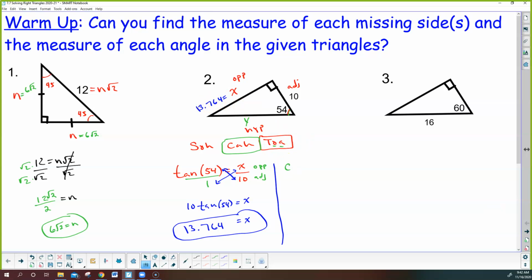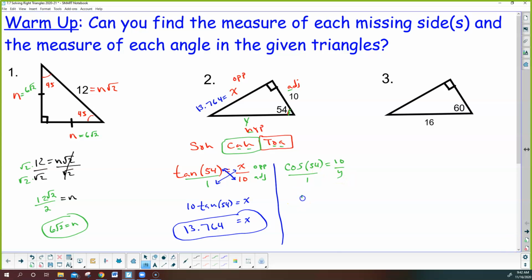But I want to do cosine of 54 degrees. So cosine of the reference angle is the adjacent over the hypotenuse, A over H. That's the CAH, right? So we get 10 over Y. And notice it's basically the same setup we have here, except the Y and the X were in different positions. So I'm going to cross multiply.